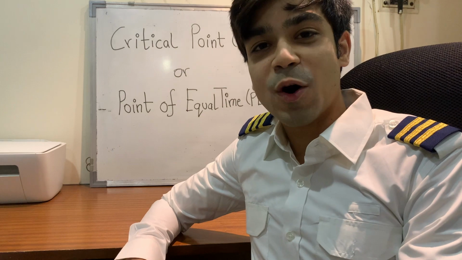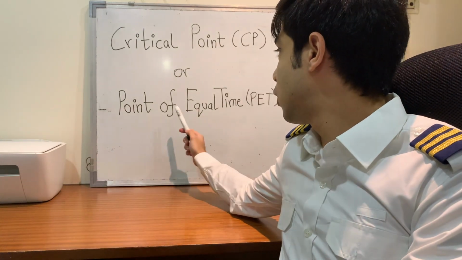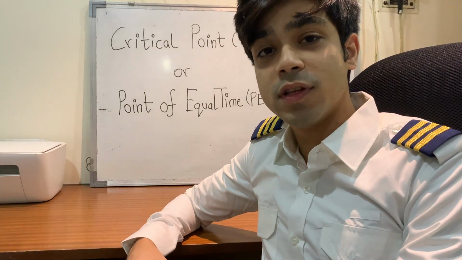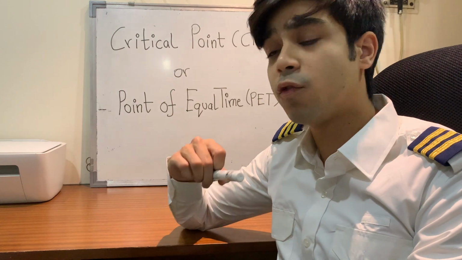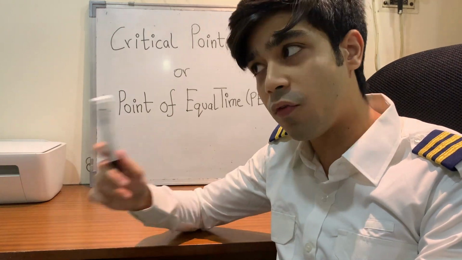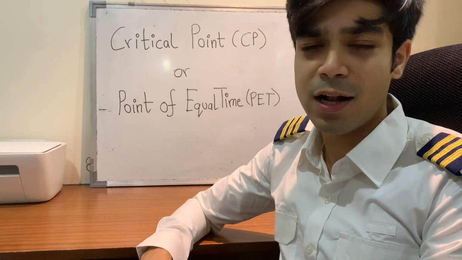So finally, let's talk about critical point, or point of equal time. The definition of this is that critical point, or point of equal time, is a decision point from which it would take the same amount of time to fly to either airfield. I'll show you an example.